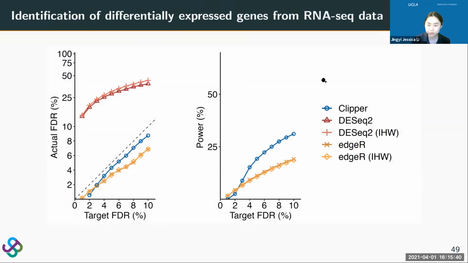The third case is differential gene expression analysis. Again, we picked 2 popular softwares, DESeq2 and edgeR. To our surprise, DESeq2 cannot really control the FDR well, while edgeR can. And we also considered the 2 software's variants with IHW by incorporating gene variances as a covariate to boost power. With that, we see that the change is not very obvious. Then we compare the power with edgeR since DESeq2 cannot control the FDR well. In this comparison, we see that for target FDR greater than 3%, we are more powerful than edgeR.